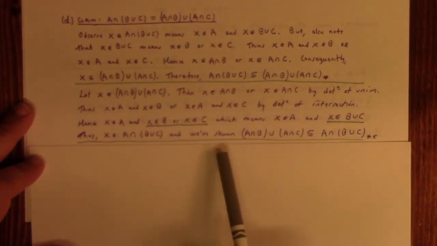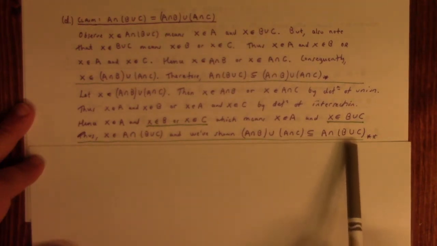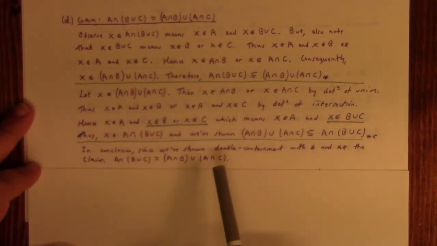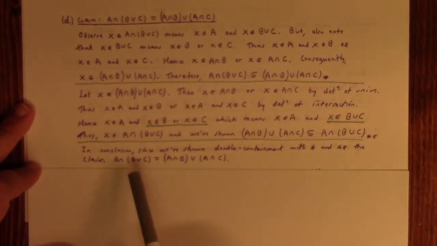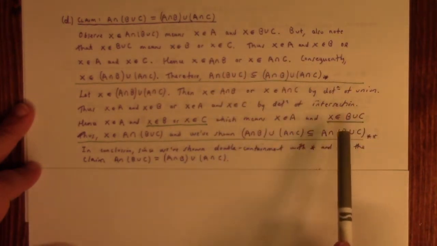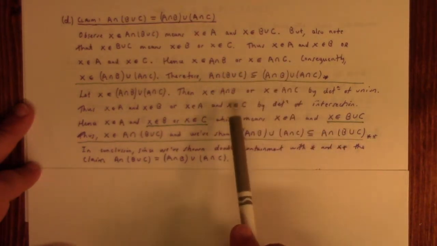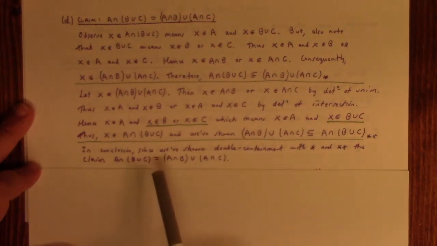And so we've shown that A intersect B union A intersect C is a subset of A intersect B union C, and I'll call that star star. So in conclusion, we've shown double containment with star and star star, because we've got that's a subset of that, and that's a subset of that. In other words, having the containment both ways shows you that they're equal by my previous result on the previous page we looked at. So there you go.